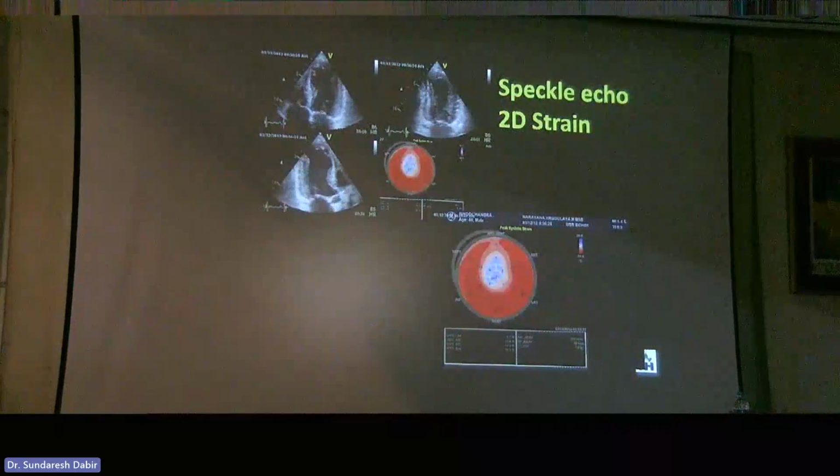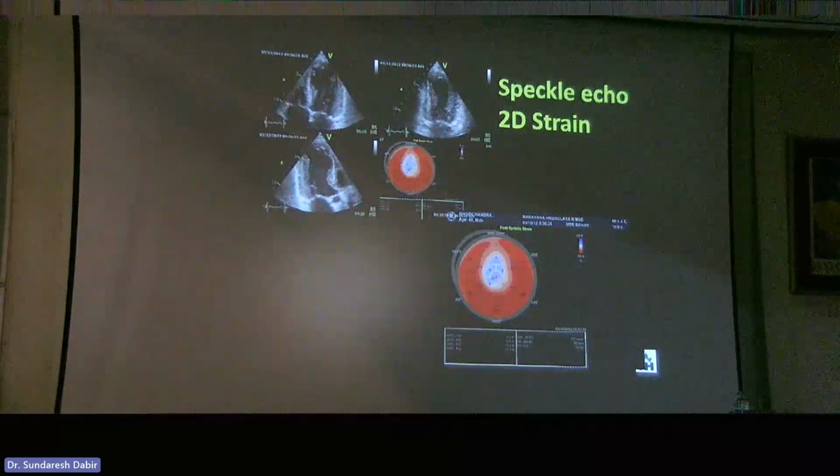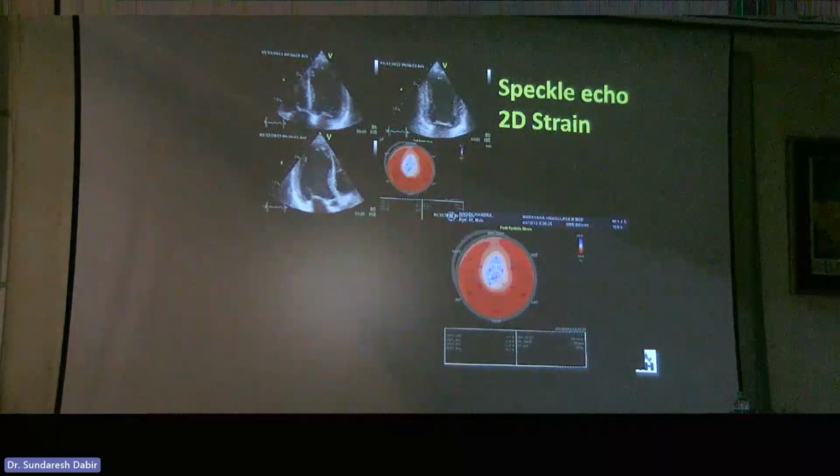So, a brief look at how it can be helpful, the speckle echo, but it has very limited capability. So don't be entirely dependent on it. Though there are a lot of publications, it has its role, it has its utility, but it has some limitations. So be very careful. Sometimes it can mislead you also.